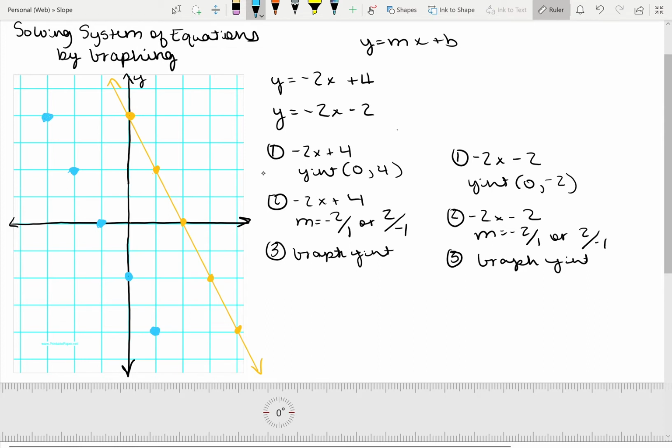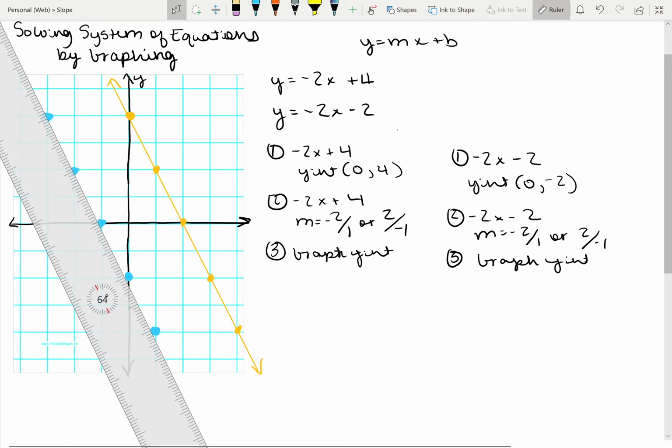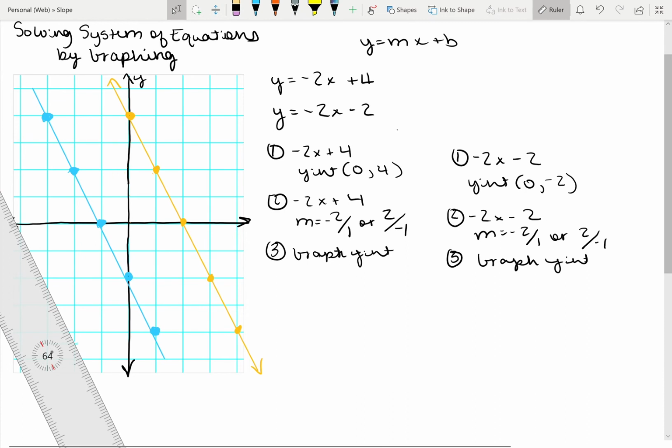Okay, and so let me go ahead and connect these points. And what we will notice once we connect them is that these two lines will never cross. And my line is complete. It's not as straight as it could be, but this is our line here. Okay, and we notice that these two lines are parallel, and therefore there are no solutions.